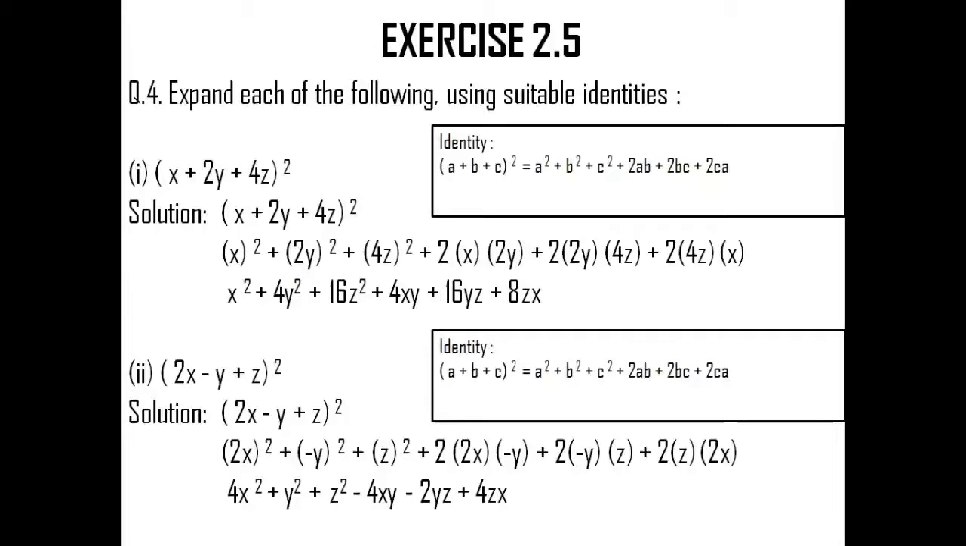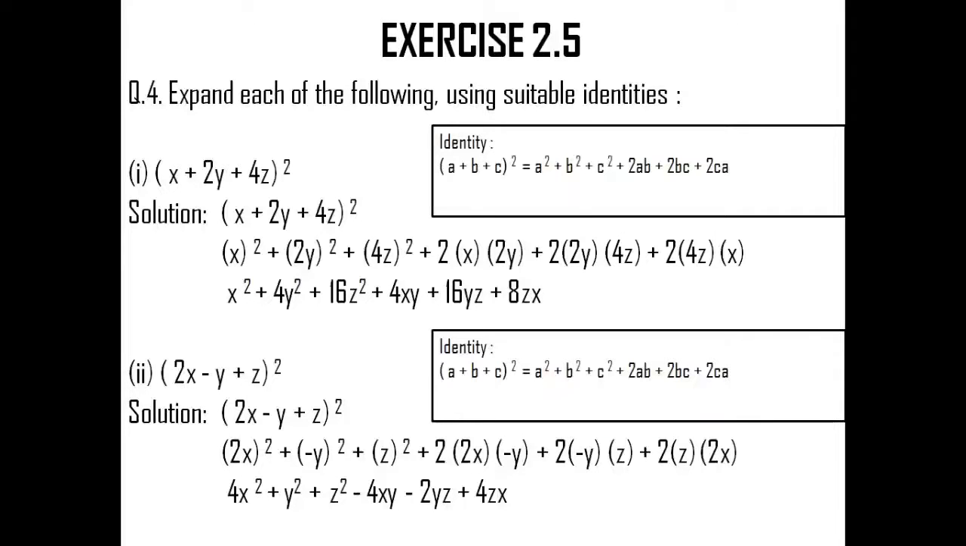I hope this is clear to all. Then all that we have to do is, after identifying which identity will be used over here, identify what is my a. Yes, a will be replaced by x, b will be replaced by 2y, and c will be replaced by 4z. Then all that I have to do is replace the values of a, b and c in my formula. A plus b plus c the whole square is equal to a square plus b square plus c square plus 2ab plus 2bc plus 2ca.